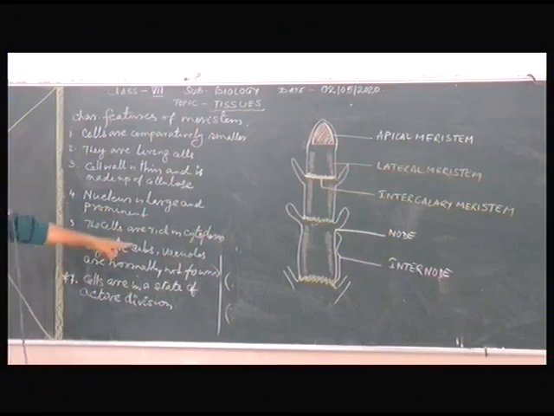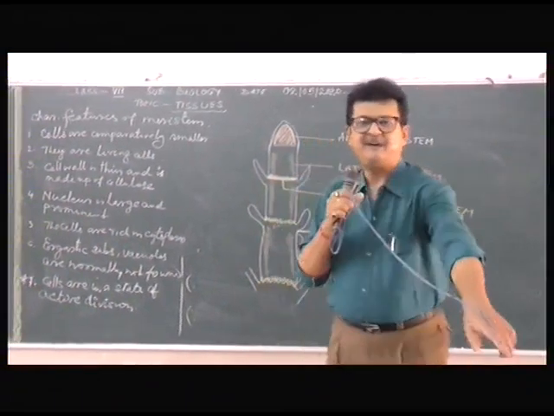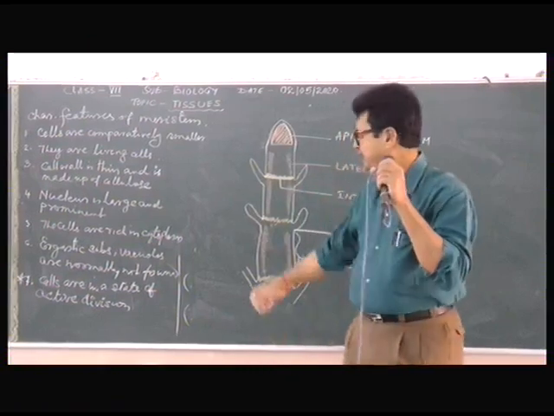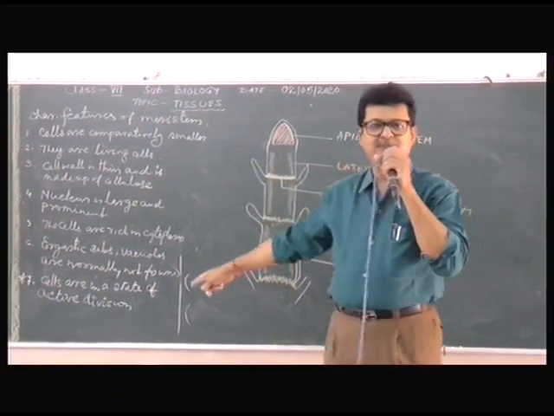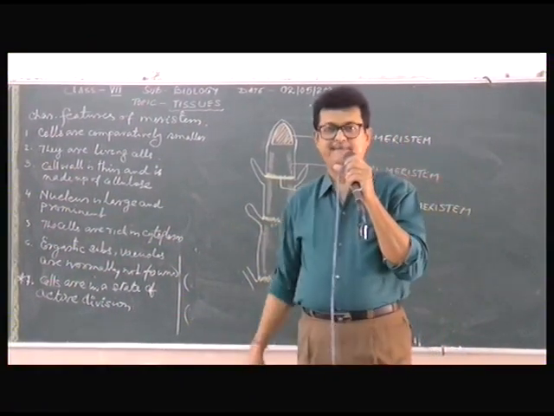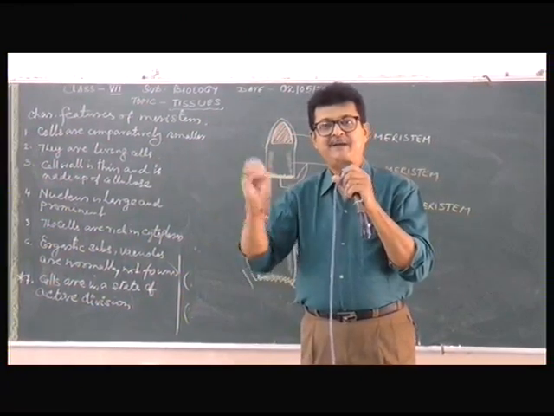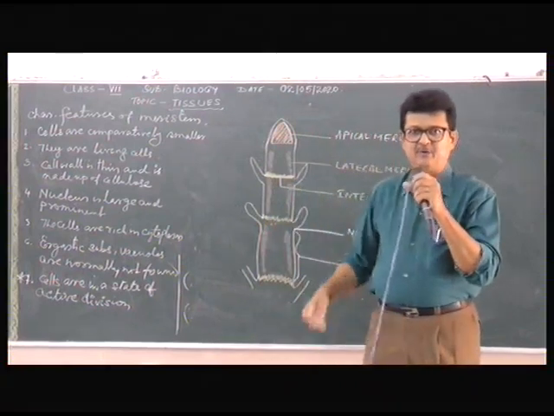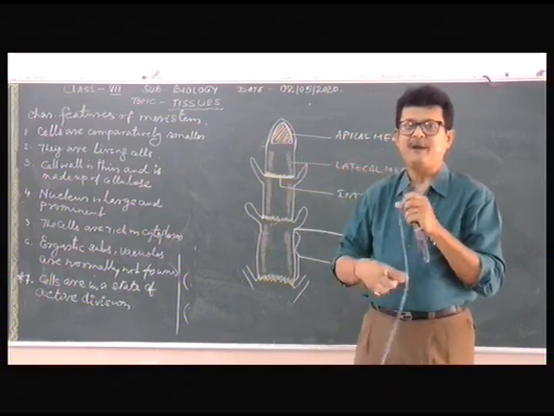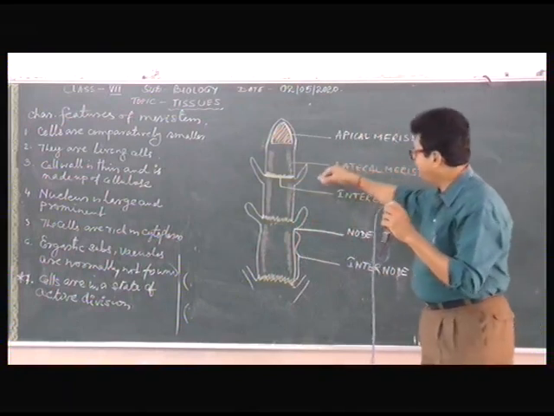And ergastic substances, normally we call them secretory products, excretory products, reserved food and all, they are collectively known as ergastic substances in the plant body. So ergastic substances and vacuoles are normally not found, and cells are in a state of active division. This seems that cells are meant for division only. They divide and redivide, so they increase the number of cells and add growth to the plant body.